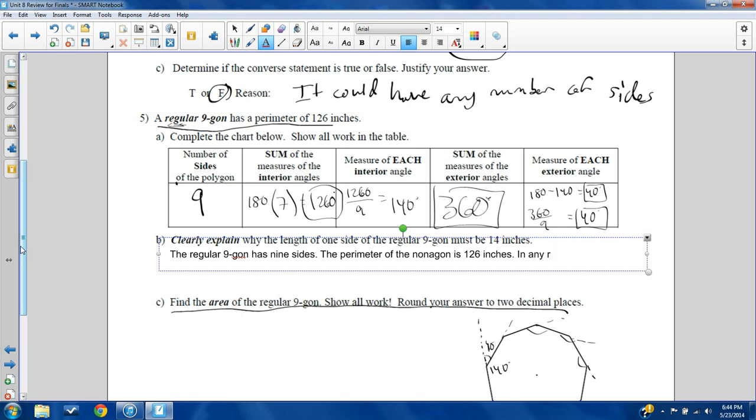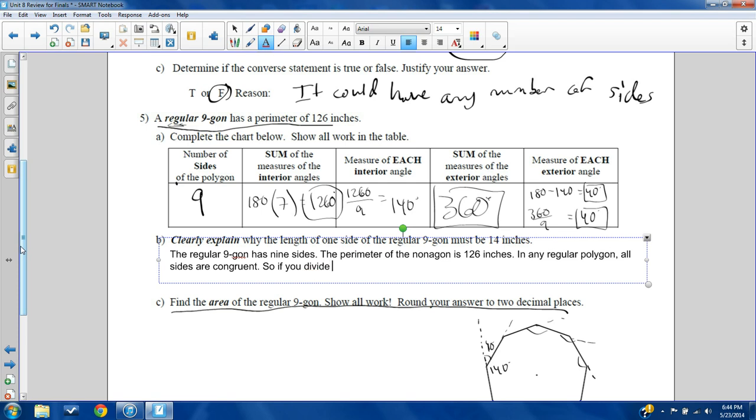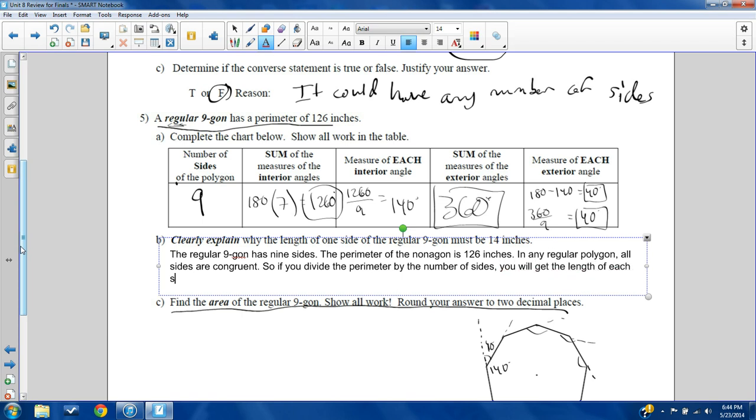In any regular polygon, all sides are congruent. So if you divide the perimeter by the number of sides, you get the length of each side. In this case, it is 126 divided by 9, which equals, if you do your calculator, 14 inches.